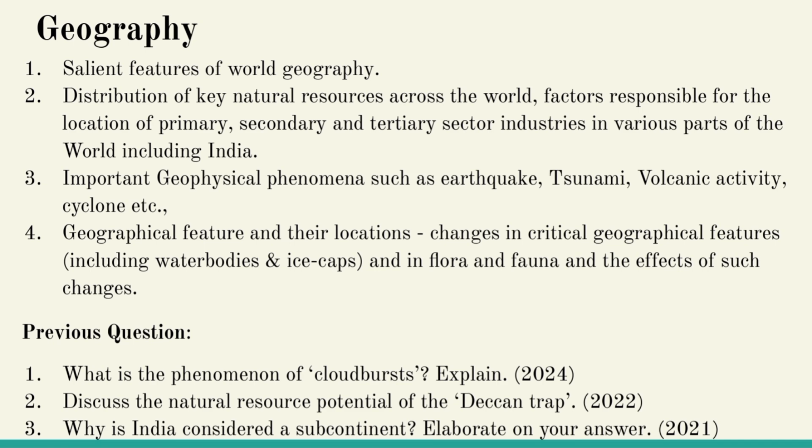Next point, distribution of key natural resources across the world, factors responsible for the location of primary, secondary and tertiary sector industries in various parts of the world including India. Look at the second question: Discuss the natural resource potential of the Deccan Trap. This question will come under the section distribution of key natural resources across the world.